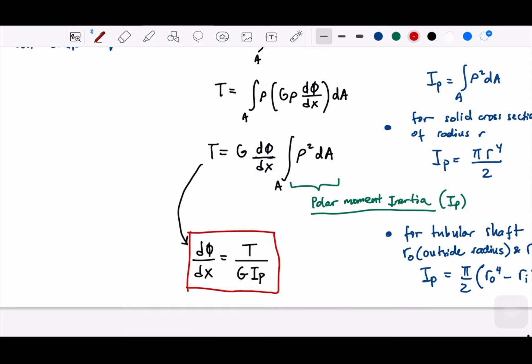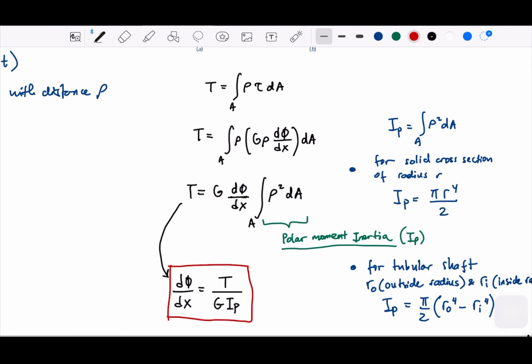Or we can also write, let me write around here. We can also write using the stress, the shear stress equal to the torsion times rho over the inertia. So by combining all of this together, we can also write this shear stress formula.